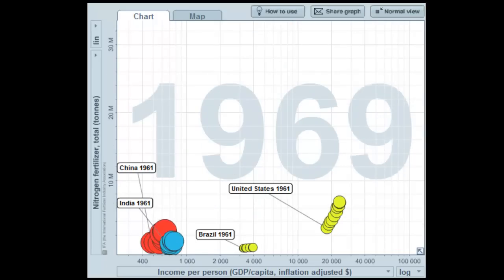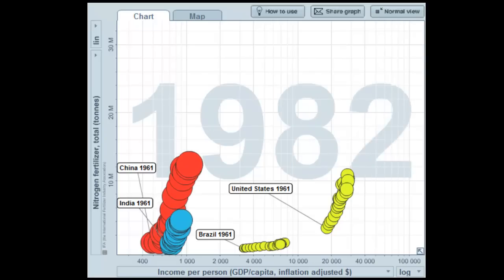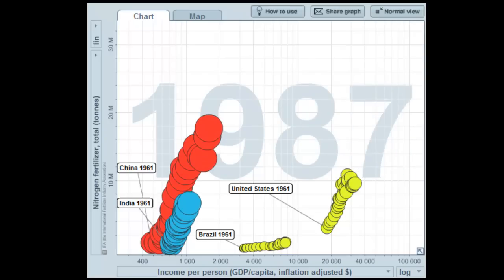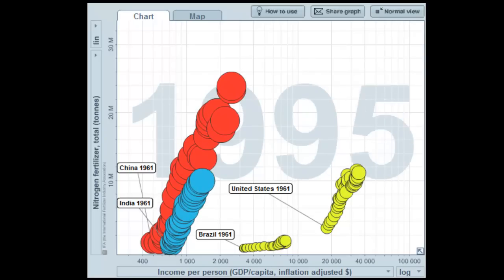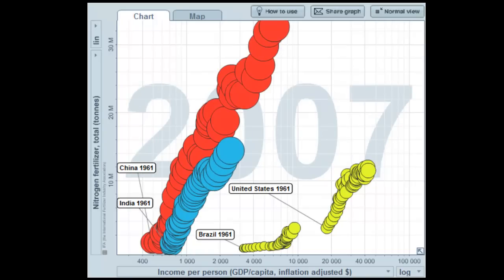And here we can see the same effect taking place in the consumption of nitrogen fertilizers. China caught up with us in the early 1980s in terms of overall consumption and usage, and by the end of the year 2007, again outpacing us significantly, as well as the rest of the third world.